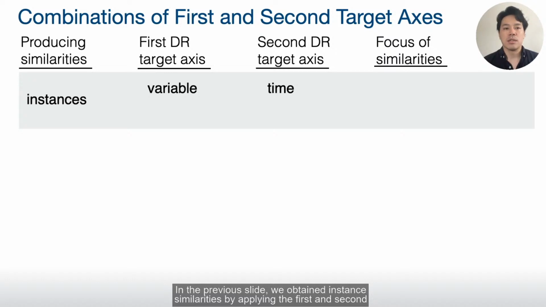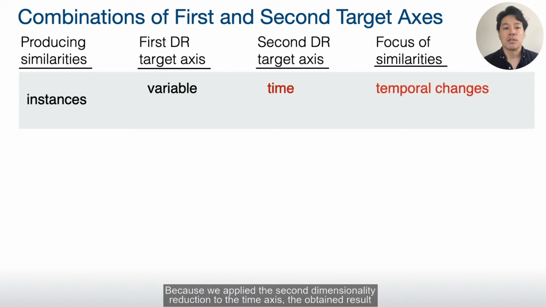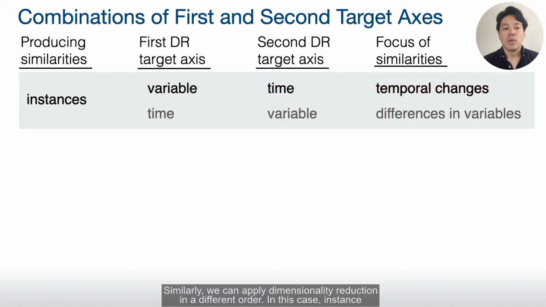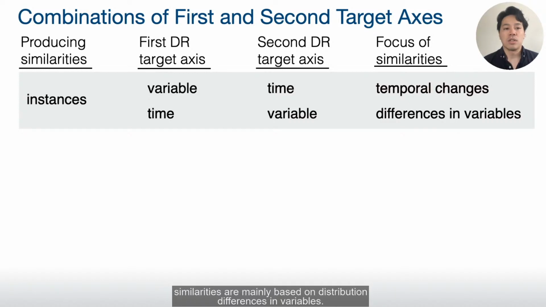In the previous slide, we obtained instance similarities by applying the first and second dimensionality reduction to the variables and time axis, respectively. Because we apply the second dimensionality reduction to the time axis, the obtained results show the instance similarities mainly based on temporal changes. Similarly, we can apply dimensionality reduction in a different order. In this case, instance similarities are mainly based on distribution differences in variables.